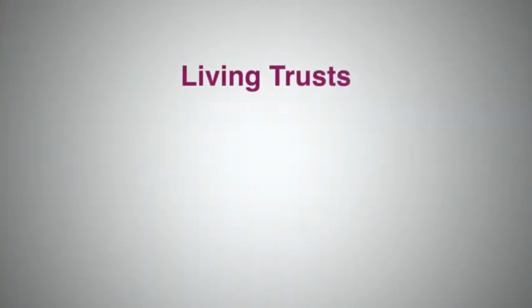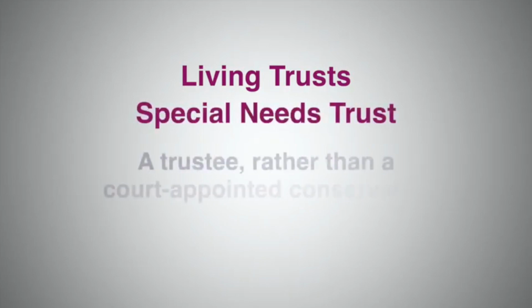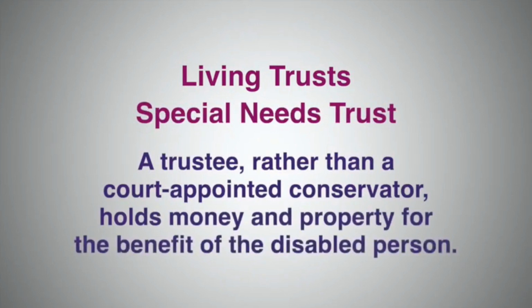For money and property, there are other ways to plan ahead. Living trusts are one way. One particular kind we want to mention is a special needs trust. They are intended for disabled persons. A trustee, rather than a court-appointed conservator, holds money and property for the benefit of the disabled person. These trusts can be especially useful if the disabled person qualifies for government benefits such as SSI and Medicaid. And speaking of government programs, the Social Security Administration allows the advanced appointment of a representative payee to manage someone's Social Security income. You can designate someone you trust to handle your Social Security check if you are unable to do so yourself.